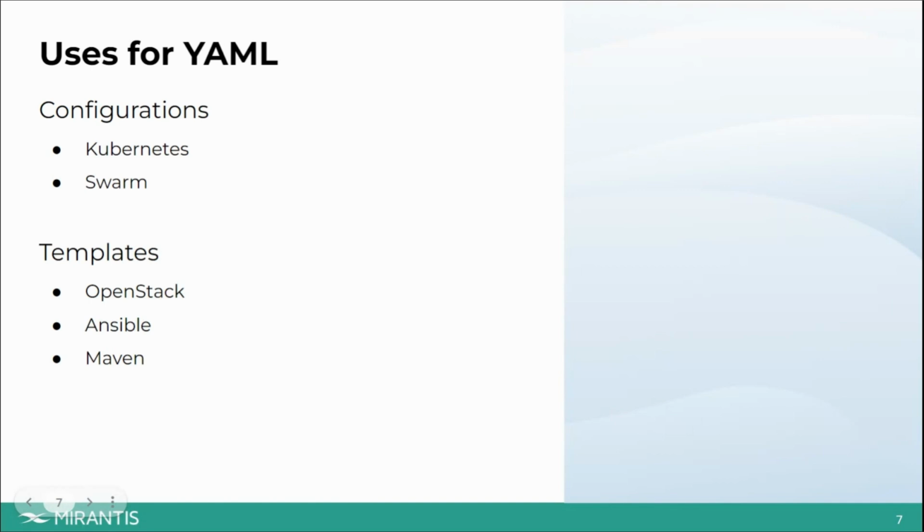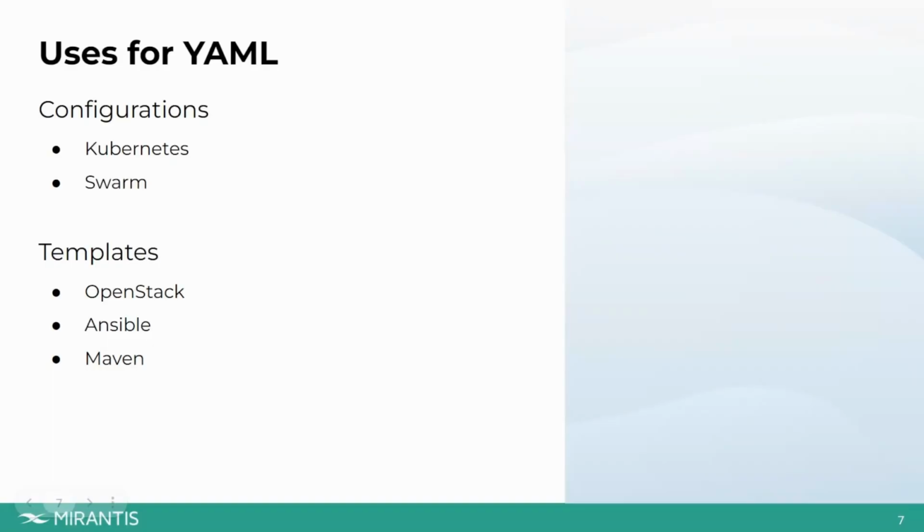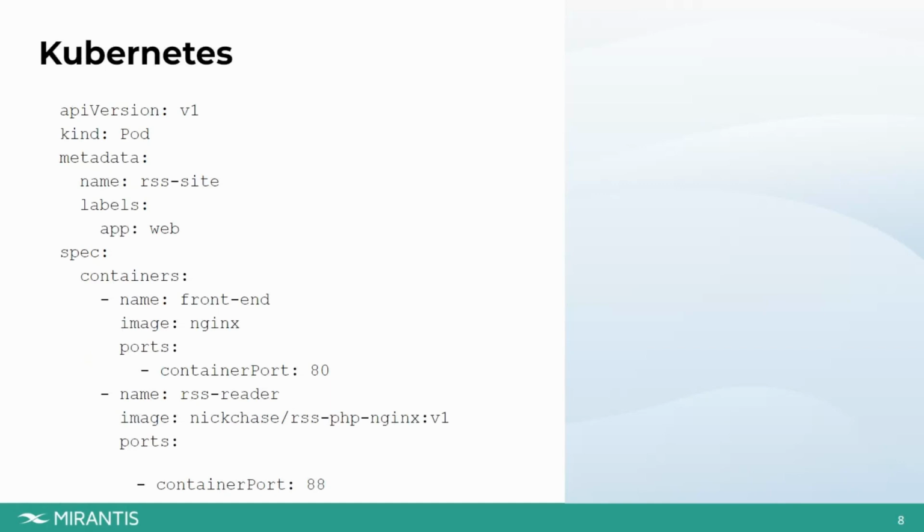Uses for YAML. YAML is basically a text file format that's used for various different things. Specifically, you can use it to configure your Kubernetes objects, your Swarm systems, all the different services in Swarm. It's used in OpenStack to create Heat templates. Ansible and Maven also use it. Let's look at some examples of that.